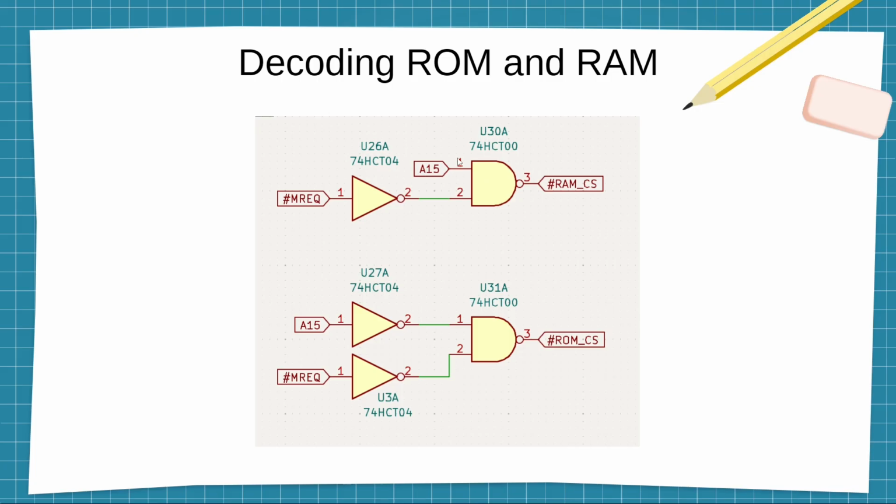And if A15 is 1, then these two inputs will be 1 and the output of the NAND gate will be 0. And here at the bottom, we have a similar circuit, but we also invert A15. So when A15 is low and memory request is low, these two inverters invert the signal, and at the input of the NAND gate will be two ones. So 1 and 1, when they go through the NAND gate, will be 0. So this is the ROM chip select.